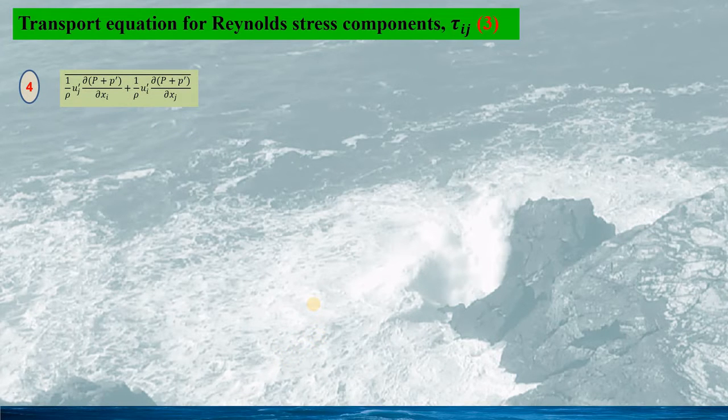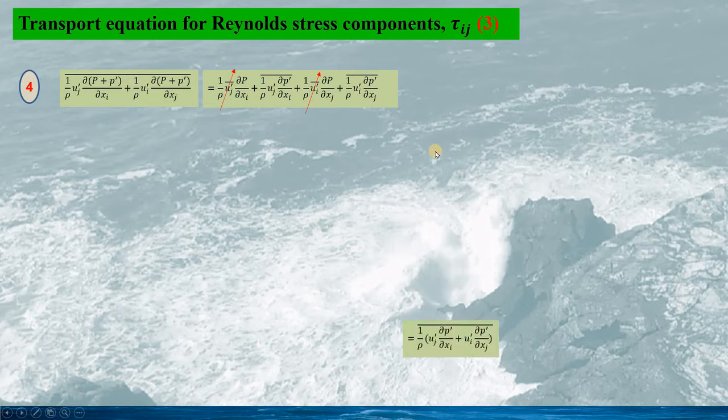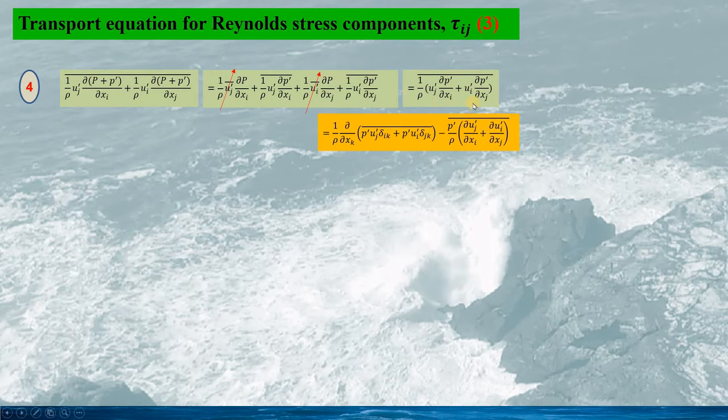The first term is for the pressure gradient. Putting the relevant terms together and taking the averaged pressure, capital P, out of the averaging operation here and here, from this expression we can see these two terms would be 0. Hence, we have the expression as this. Now we can do more mathematical manipulation for this expression, and we have the final expression for the fourth term as this.